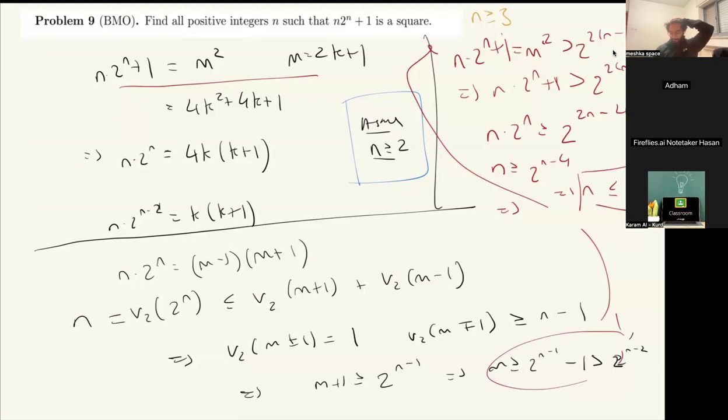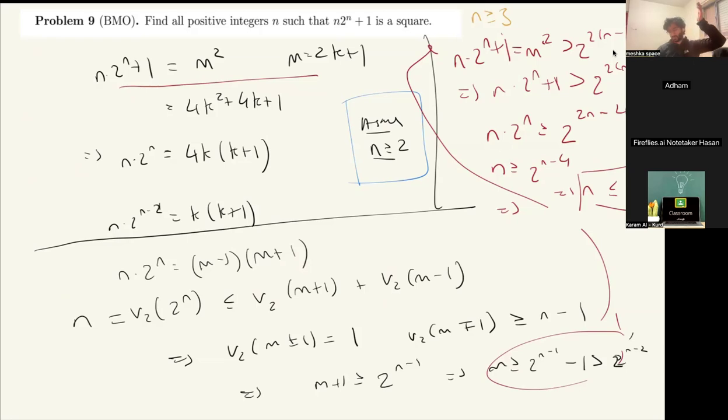Yeah, okay. So anyway, n is almost 6. And then you can try all the small ones by hand. Maybe there's none, I think. Right, so 2 plus 1 is 3.